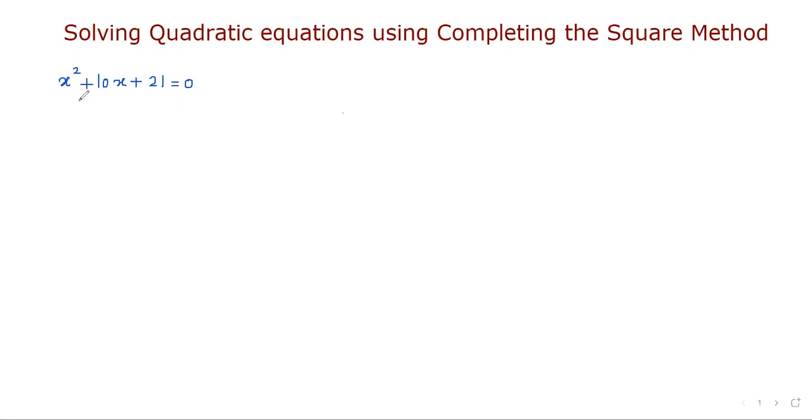Completing the square method is one of the other methods of solving quadratic equations. So here we have a monic quadratic polynomial, which is x square plus 10x plus 21 is equal to 0. Here, first we'll make the perfect square.